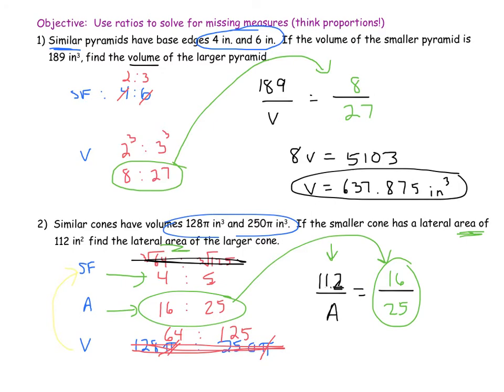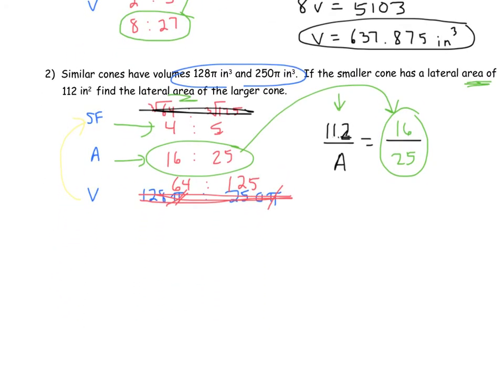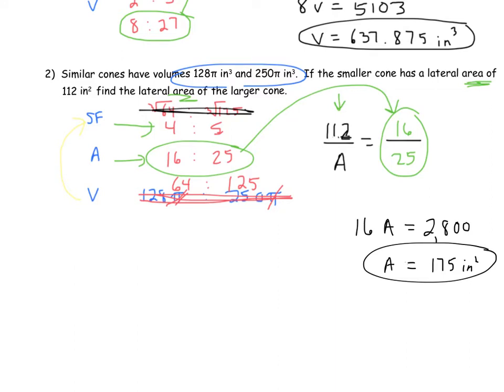At this point, we are now into the solving stage, and all we need to do is cross multiply and divide. Again, easy part. 16a equal to 112 times 25, which gives me 2,800. And I'm going to divide by 16. My area is coming out to be 175 square inches, for my lateral area, which is what I was really solving for, of the larger cone.